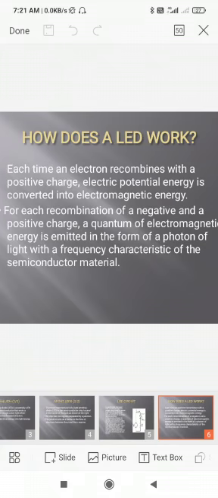How does an LED work? LED work कैसे करता है? Each time an electron recombines with a positive charge, electric potential energy is converted into electromagnetic energy. For each recombination of a negative and a positive charge, a quantum of electromagnetic energy is emitted in the form of photons of light with the frequency characteristic of the semiconductor material.